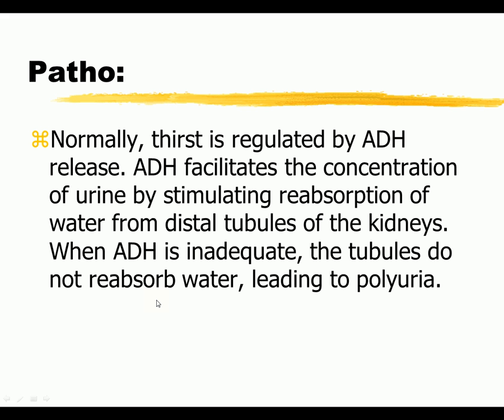Normally, thirst is regulated by ADH release. Okay, you get thirsty, ADH is released. ADH facilitates the concentration of urine. How does it do that? By stimulating reabsorption of water from the distal tubules of the kidneys. So when ADH is inadequate, the tubules do not reabsorb water, leading to polyuria. You just keep putting out the urine.